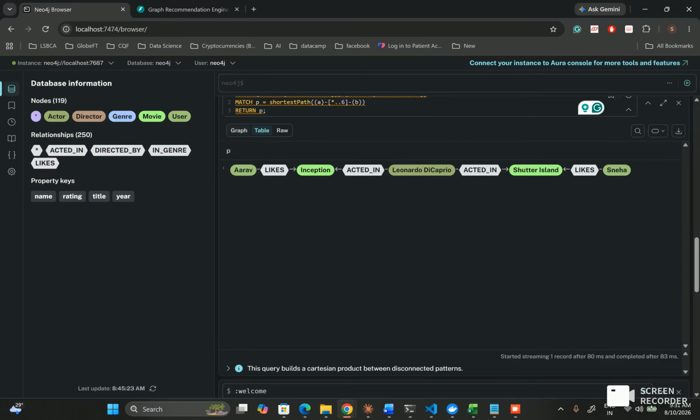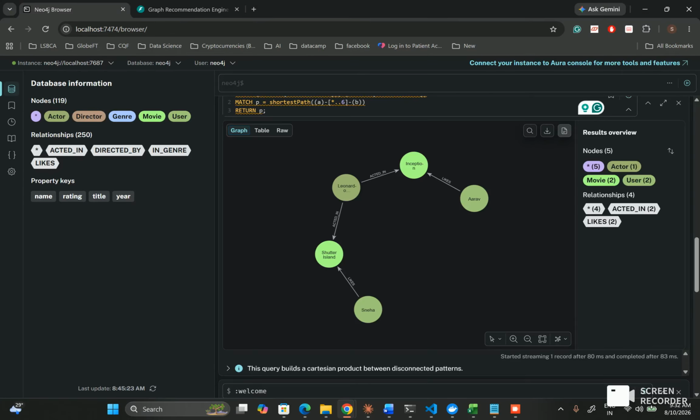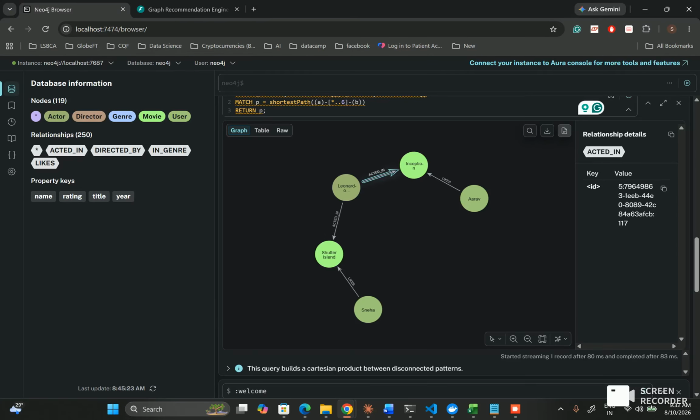Okay, let me understand this. Two users, Arav and Sneha. Zero movies shared because Arav likes Inception and Sneha likes Shutter Island. So zero shared movies. Four hops, one, two, three, four. Routed through DiCaprio as an actor.